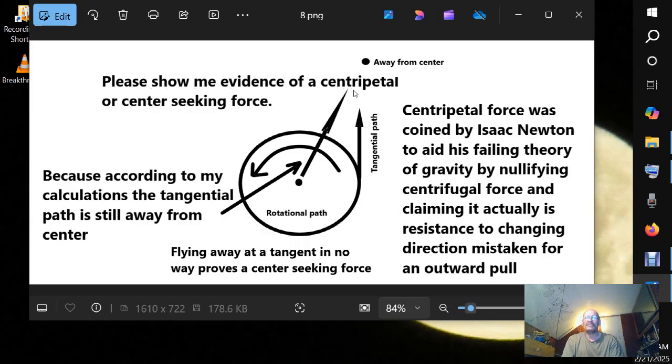Please show me evidence of a centripetal or center-seeking force. Because according to my calculations, the tangential path is still away from center. Centripetal force was coined by Isaac Newton to aid his failing theory of gravity by nullifying centrifugal force and claiming it actually is resistance to changing direction mistaken for an outward pull. Flying away at a tangent in no way proves a center-seeking force. I'm sorry, it just doesn't. And any way you slice it, that is still away from there. So if it flies off on a tangential path, it's still moving away.